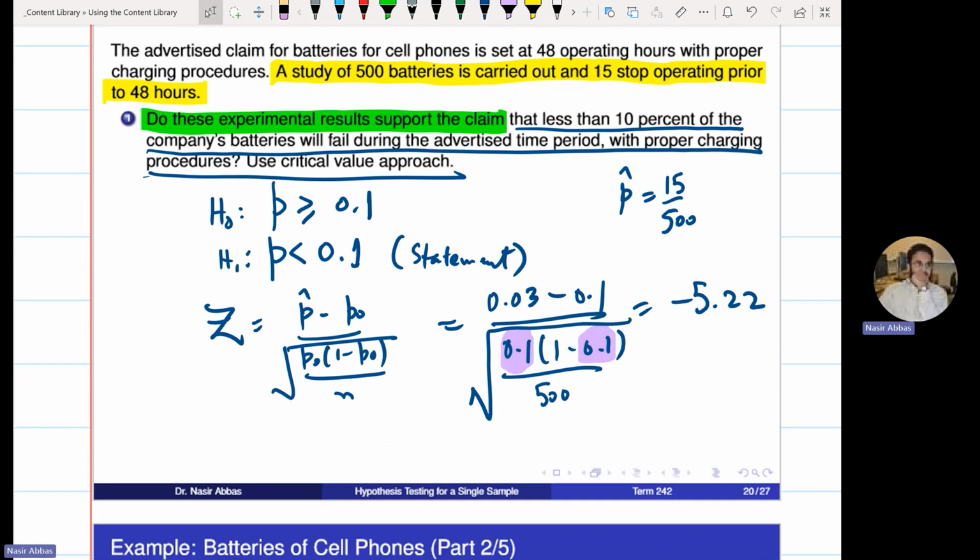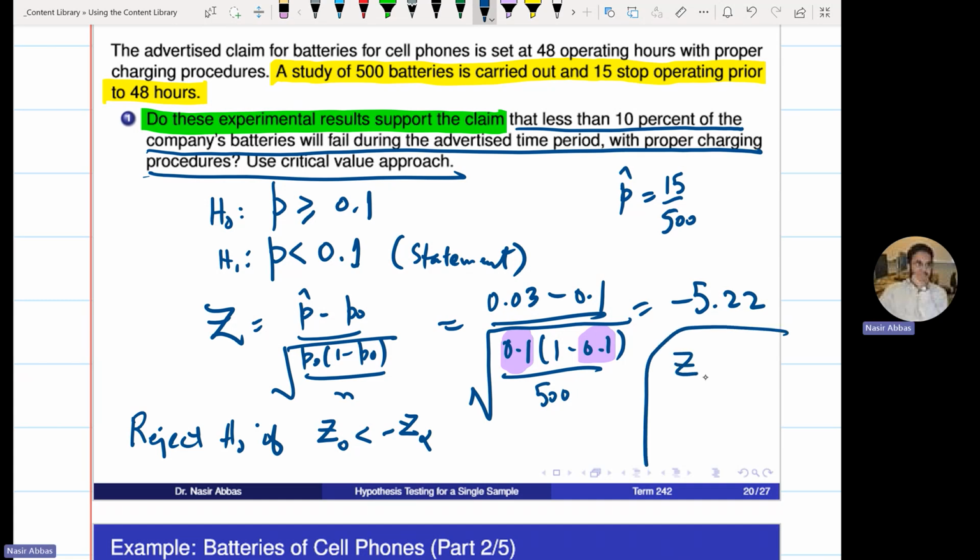Okay, what is the approach they are asking us to use? Critical value. What is the sign of H1? Less than. So the rejection region will be: reject H naught if the computed value of Z is less than minus Z alpha. Go to the table and look for Z alpha. What is alpha? Is it given in the question? No, what will you assume?